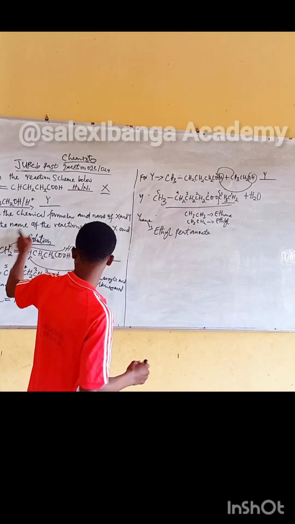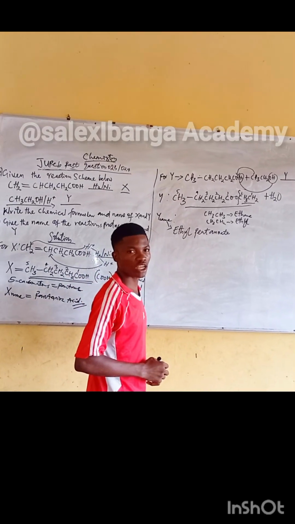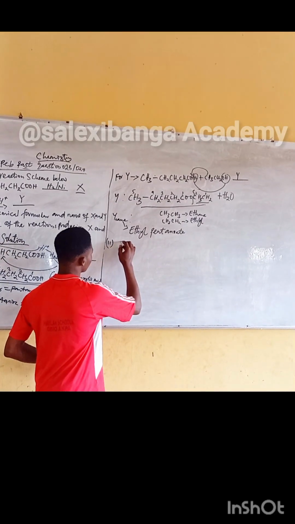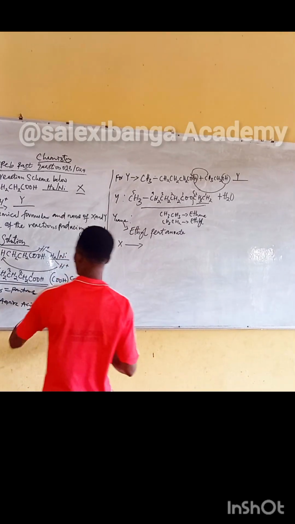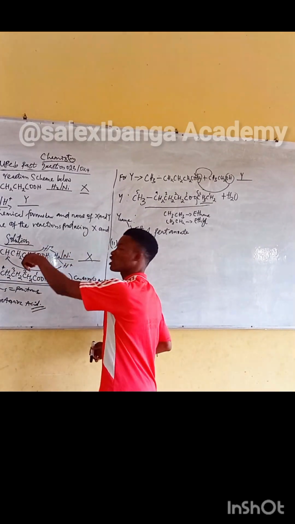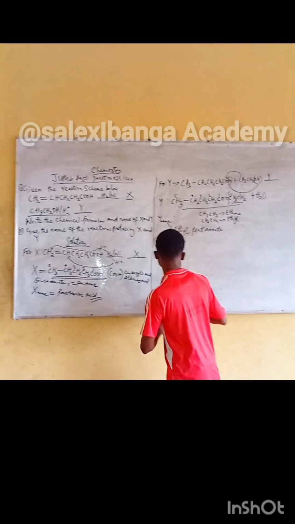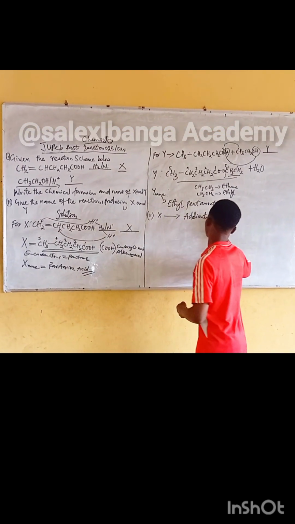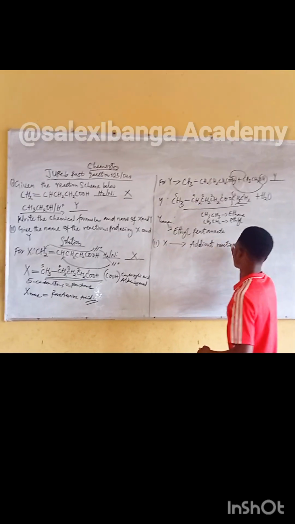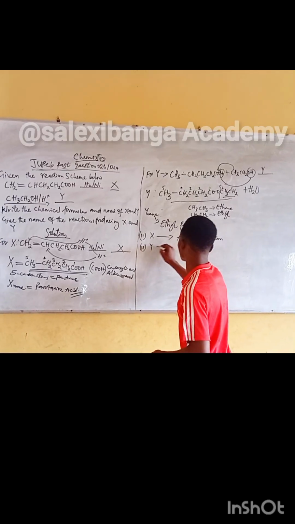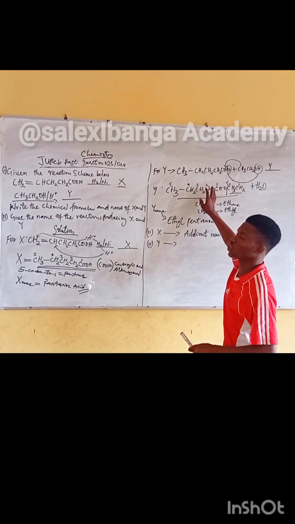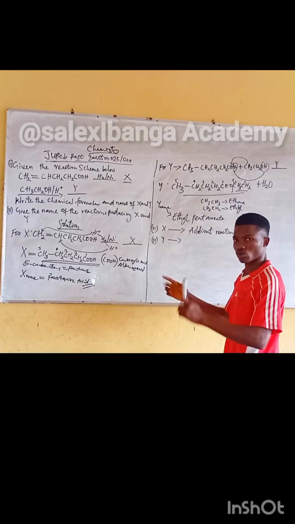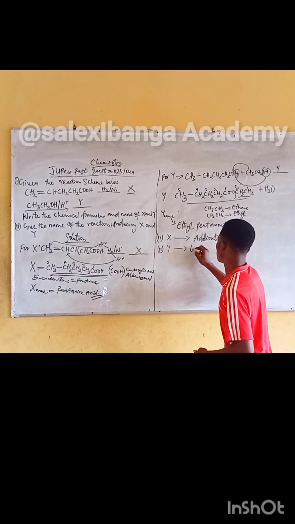Then the next question says, give the name of the reaction producing X and Y. At X, what do we do? We are introducing hydrogen into the molecule, adding hydrogen inside. That means addition of hydrogen, so the name of the reaction at X is an addition reaction. Then for Y, I remove the OH and the H, and we get my Y. That simply means an elimination reaction, eliminating with respect to H. So here is the elimination reaction.